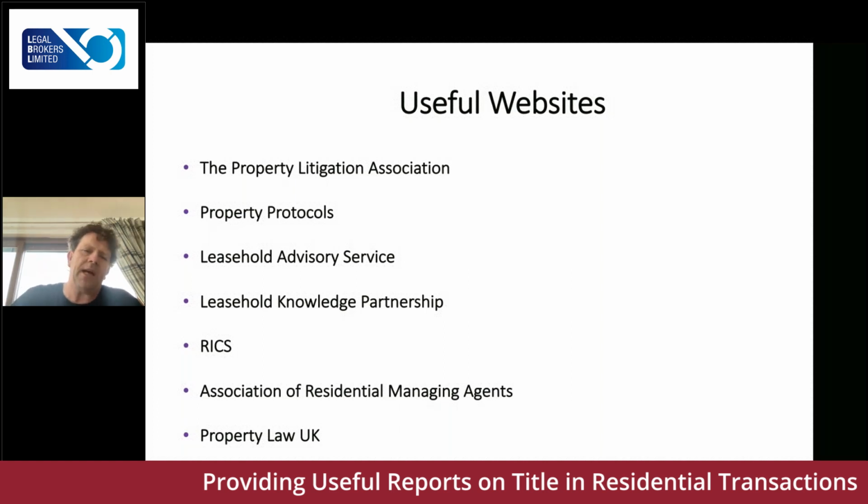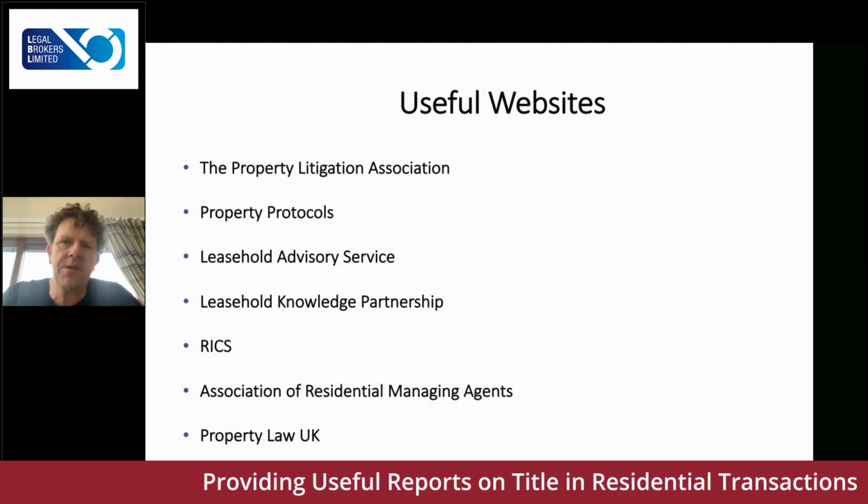Where we're reporting on title on leasehold transactions, be aware of the need to explain to clients the bigger picture with regard to leasehold ownership, the various disadvantages of leasehold ownership as opposed to freehold ownership, the duties and obligations that are owed by landlords and leaseholders with regard to residential leases. All that you need with regard to the provision of background information relating to residential leases, you can find on the Leasehold Advisory Service website and on the Leasehold Knowledge Partnership website.